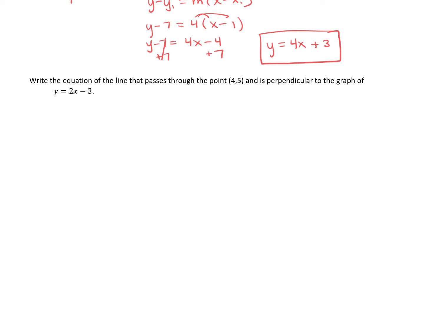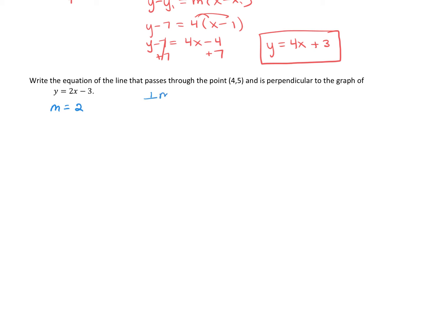So write the equation of the line that passes through the point (4, 5) and is perpendicular to the graph of y equals 2x minus 3. So again, the reason why they give us this equation of a line is for us to identify the slope. So the slope is the number with the x. So the slope of the line they gave us is 2.